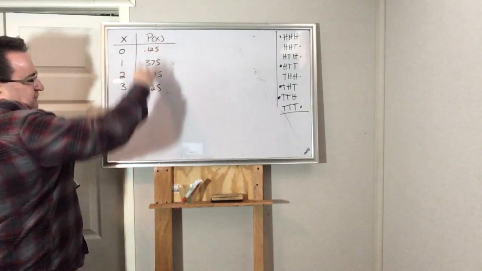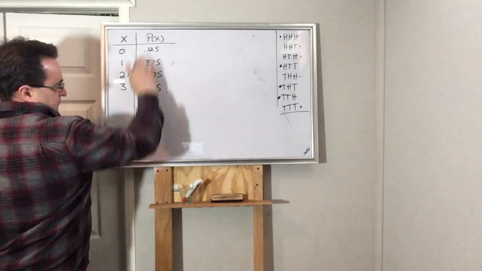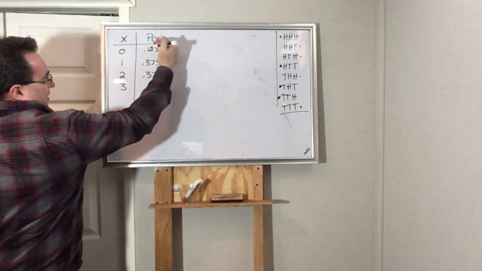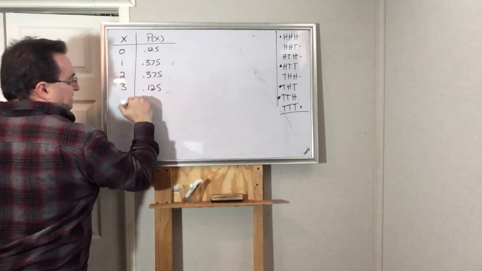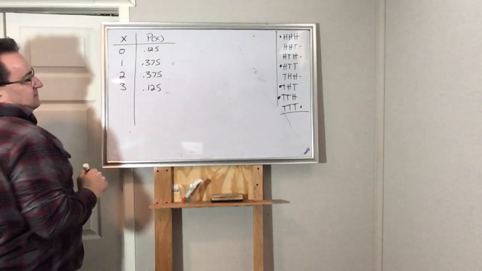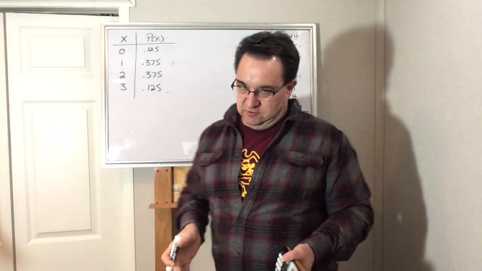By the way, if you add those all up, those do add up to 1, right? So these add up to 1. All these probabilities, the probability of all possible things happening has to equal 1, and it does. Okay, so that's kind of the basic table.